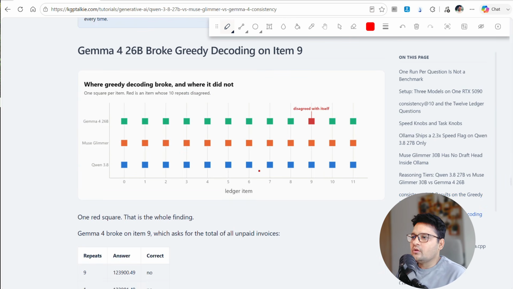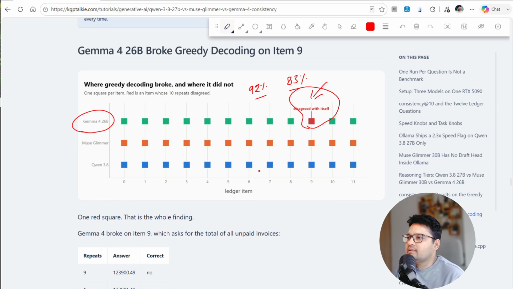Okay, cool. The one thing you will notice here is that problem number 9 was creating an issue in Gemma 4 26 billion. As I told you here, earlier we had 92% consistency and 83% accuracy. That means this is where the model was actually disagreeing with itself. Basically, there was randomness in generating the answer, and this is where this particular model was suffering. Otherwise, for all other problem statements, it was really doing good.